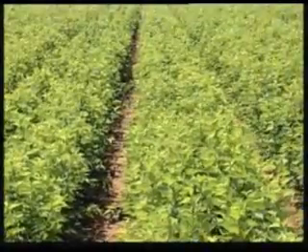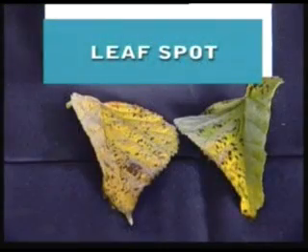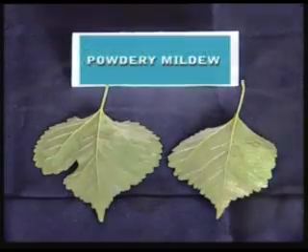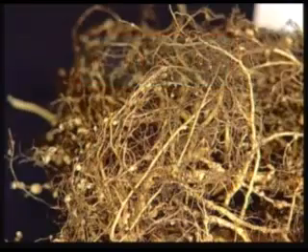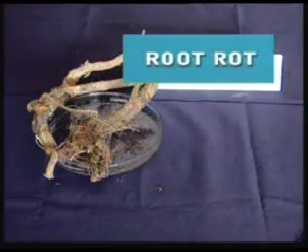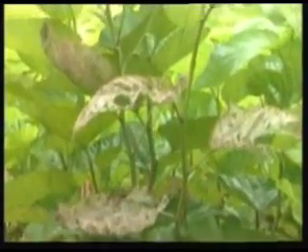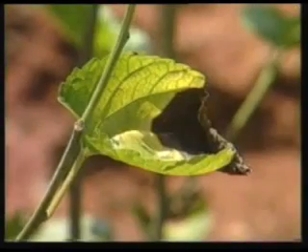The diseases that damage the mulberry garden are leaf spot, leaf rust, powdery mildew, root knot, and root rot. The final result of this would be non-availability of healthy leaves for silkworm rearing, leading to a pathetic end of sericulture practice.